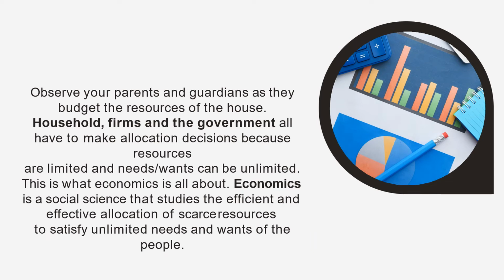Observe your parents and guardians as they budget the resources of your house. Households, firms, and the government all have to make allocation decisions because resources, as I have said, are limited and the needs and the wants of people, of firms, of households can be unlimited. This is what economics is all about. Economics is a social science that studies the efficient and effective allocation of scarce resources to satisfy the unlimited needs and wants of the people.